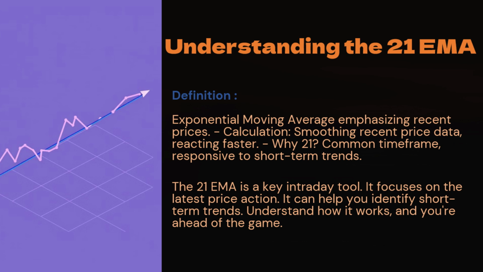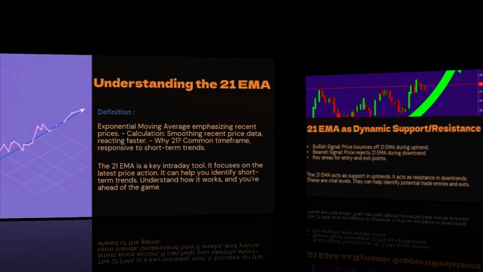The 21 EMA is a key intraday tool. It focuses on the latest price action. It can help you identify short-term trends. Understand how it works, and you're ahead of the game.